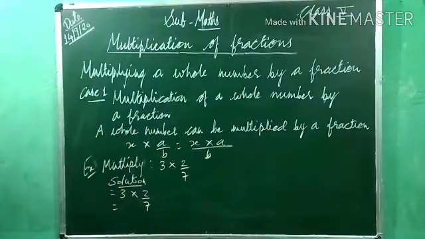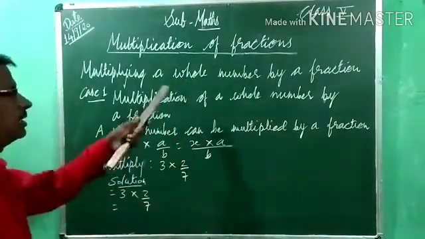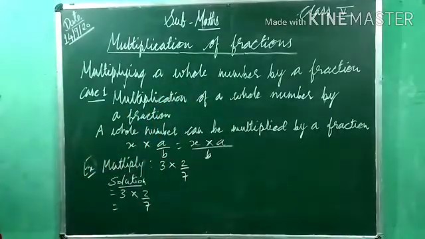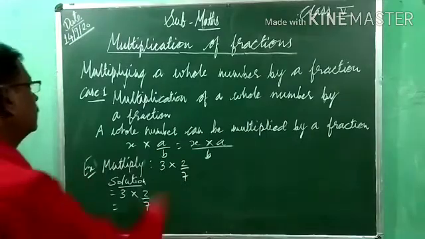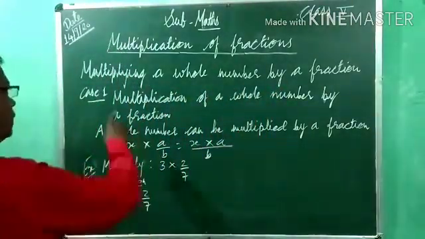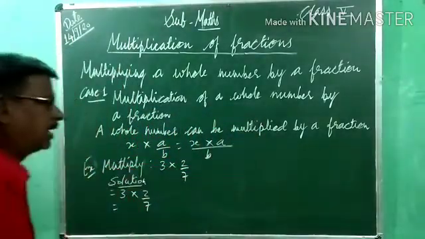What do you mean by a whole number? Whole numbers are the numbers starting from 0, 1, 2, 3, 4, 5, 6, 7, 8, and so on. The smallest whole number is 0, but here we can't take 0. Except 0, we can take any number. Multiplying a whole number by a fraction: any number except 0.